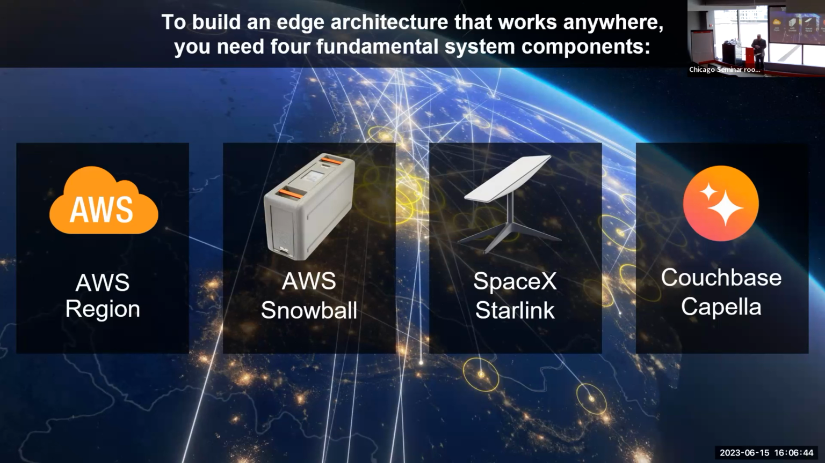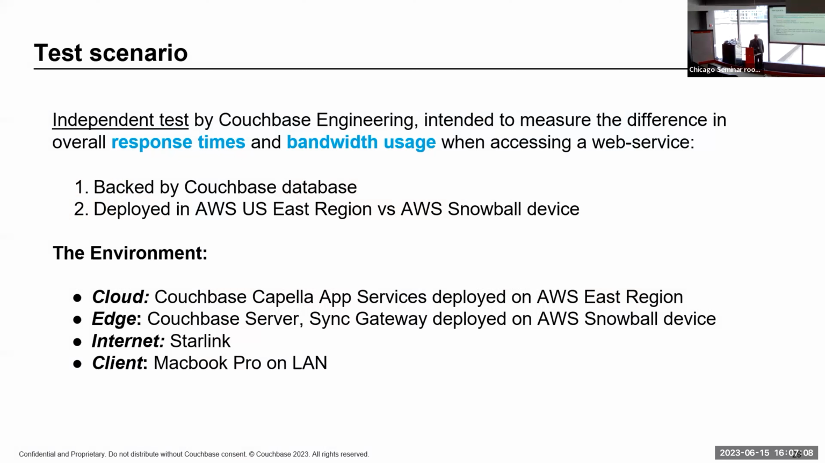So for the network, we use SpaceX Starlink. This is that next-gen satellite internet service. It's made up of constellations of low Earth orbit satellites that customers connect to, leveraging a portable dish. Looks just like that. And finally, Couchbase Capella. This is that, again, fully managed cloud database as a service. It includes Couchbase Lite and app services for sync, authentication, and access control.